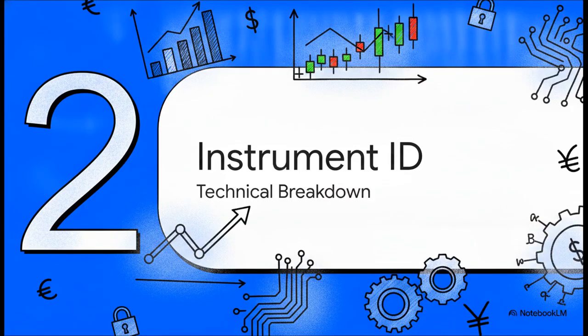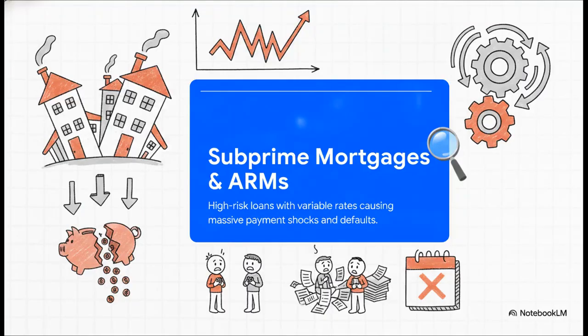Moving right along to Section 2, Technical Identification of Instruments. Now, what's really interesting here is demystifying the actual financial tools these characters were throwing around. In both The Big Short and Margin Call, the core underlying assets of the 2008 crisis were residential mortgages, specifically subprime mortgages. And hey, when we say subprime, we literally just mean high risk. These were loans given to borrowers with poor credit histories. To make matters worse, a lot of these were adjustable rate mortgages, or ARMs. These had low initial fixed rates that eventually reset to much higher variable rates. This created massive uncertainty and sudden payment shocks for everyday homeowners, which, as you know, led to mass defaults.